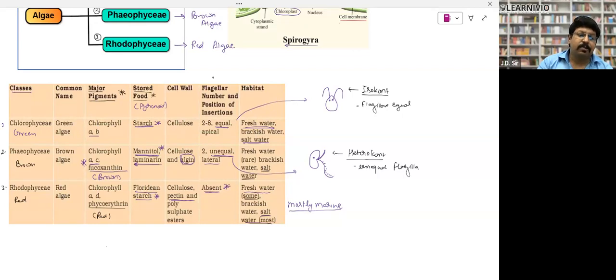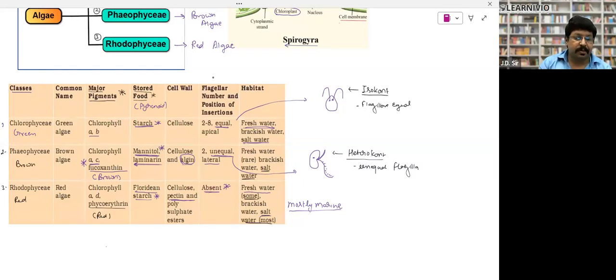In green algae, the cell wall is made up of cellulose. In brown algae, it may be made up of cellulose and algin. Algin is a substance extracted from the cell wall of brown algae. The capsule which we eat as medicine, the cover of that capsule is basically made up of algin, right?